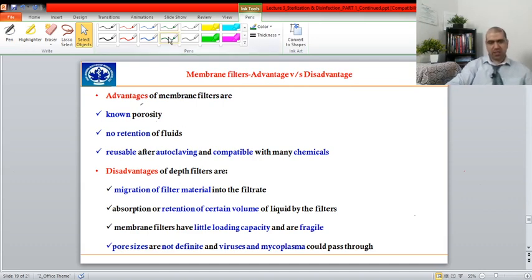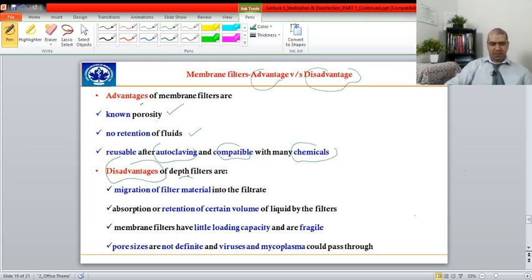Okay, now moving to the next slide, what are the advantages and disadvantages of these membrane filters? Let us look at them one by one. First advantage is we have a known porosity, so when you are dealing with different kinds of bacteria, you can choose the porosity based on the dimension of the microbe, so you can easily filter it out. Another is there is no retention of fluids when you use these membranes. They can be reusable because you can autoclave them, and they are compatible with many chemicals that you can clean them with. But everything comes with disadvantages as well.